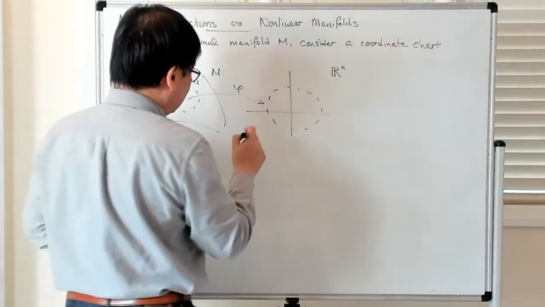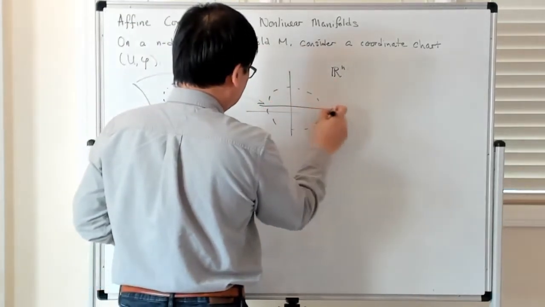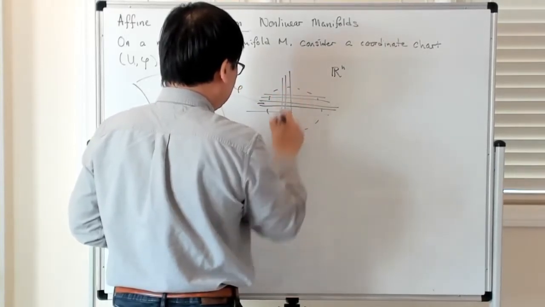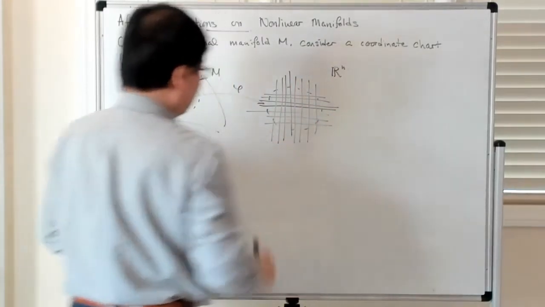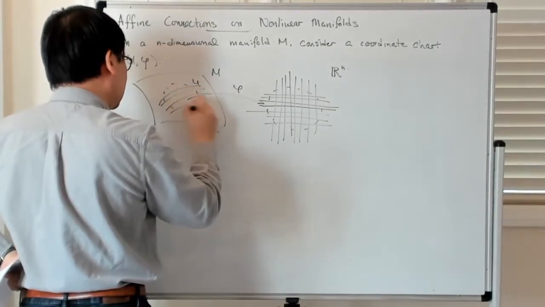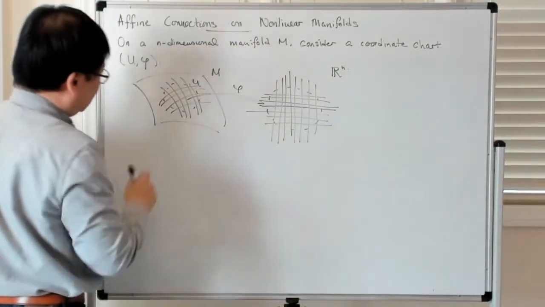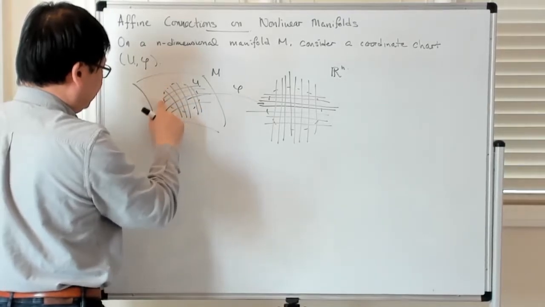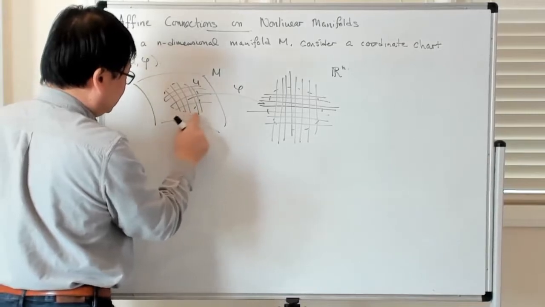The way you do this is that on Rn you have the standard coordinate lines associated with the Euclidean structure. You can pull them back to the manifold, and that gives you coordinate lines on the chart. Technically, they only extend up to the domain of definition of the coordinate chart. So let's just erase that.